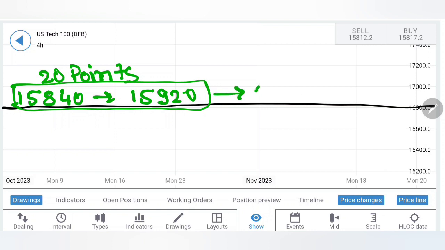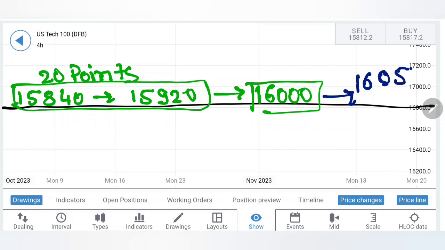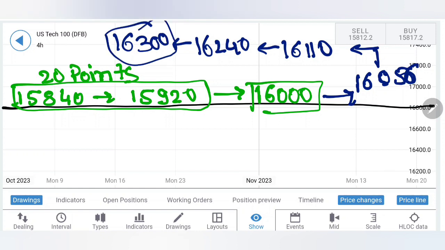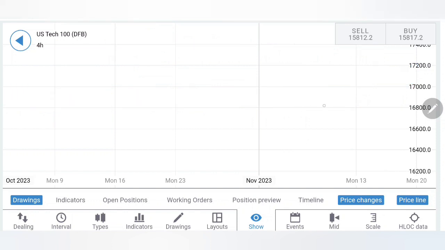Now beyond 920 is where we can look forward to it achieving 16,000 levels this time. This is a psychological level, and staying beyond 16,000 is where the bulls will take over, and then we will look forward to 16,056, 16,110, and then 16,240 levels here. Beyond this 16,300, I do not see it breaking beyond these levels any time soon. These levels, 240 and 300, are going to be the next milestone. In fact, I do not see it breaking beyond 16,240.